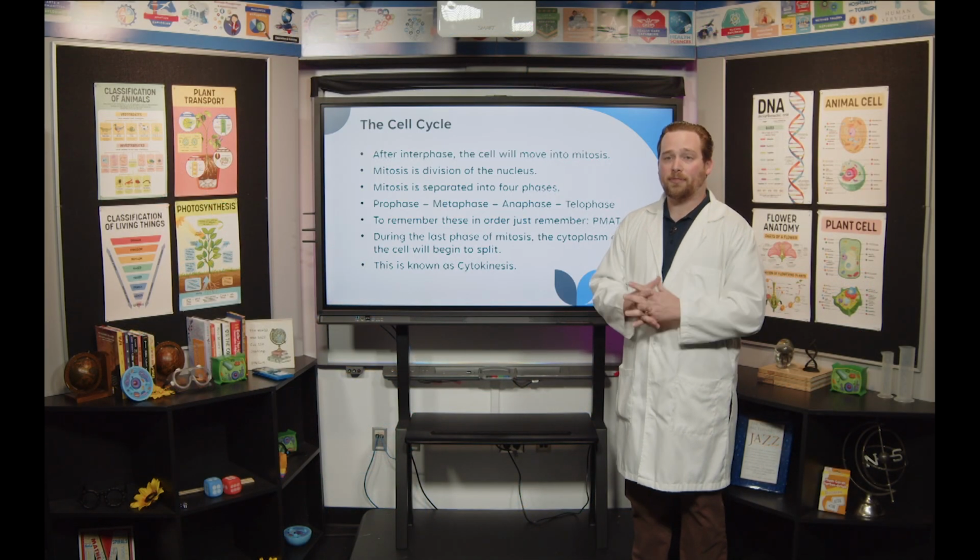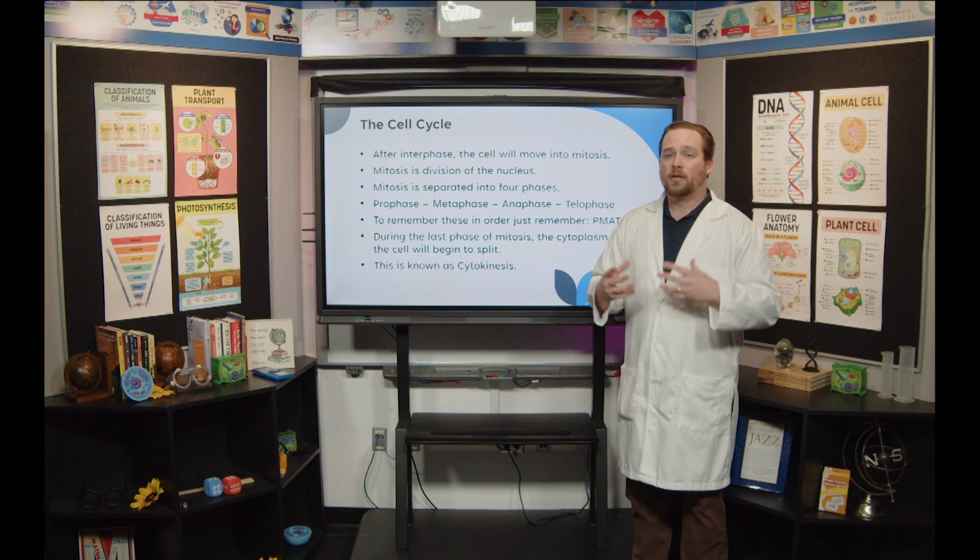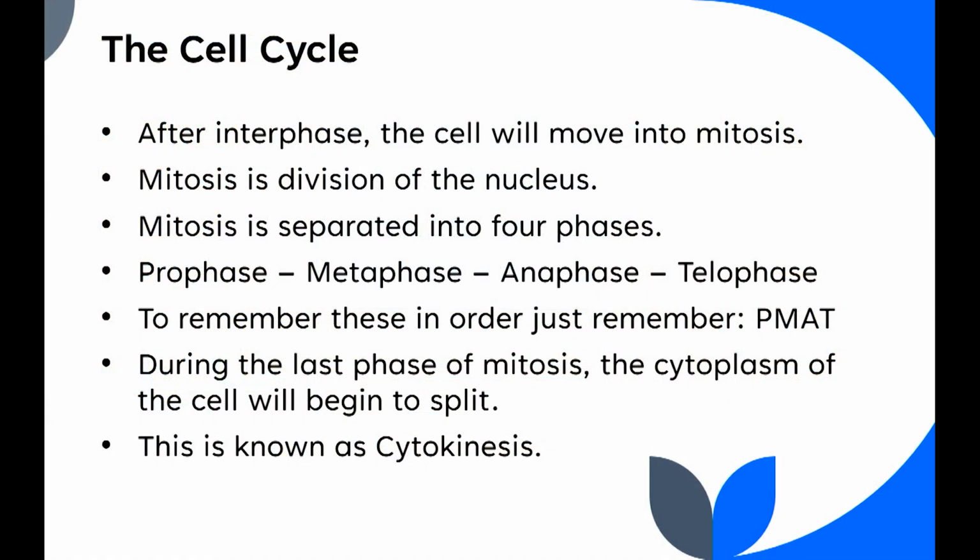Okay, so let's talk about the cell cycle a little bit more. What's going on here? After interphase, the cell's going to move into mitosis. Mitosis is division of the nucleus. This is a pretty short part of the cell cycle, but a lot of stuff is going on here, so it's important to know what's going on. Mitosis is separated into 4 different phases. Those 4 phases are called prophase, metaphase, anaphase, and telophase. And a little mnemonic to remember this is just PMAT.